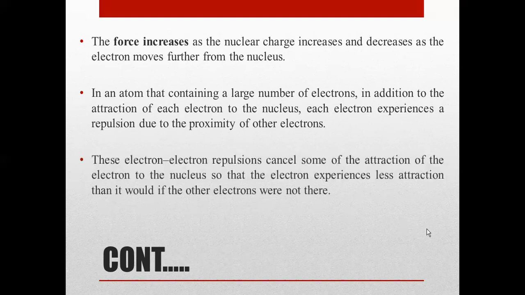So did you understand? If you have a large number of electrons, the electron will experience electron repulsion. What will this electron repulsion do? It will cancel some of the attraction of the electron to the nucleus that we expect in the usual manner, right?